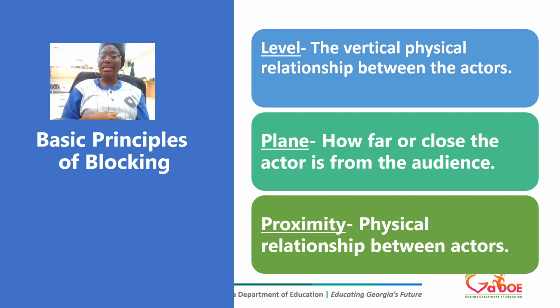First principle is level. This is the vertical physical relationship between actors. So how tall, the height differences between the things on stage. Two, plane: how far or how close the actor is from the audience. And three, proximity. It's the relationship between the actors that helps to establish the relationship between the actors on stage.